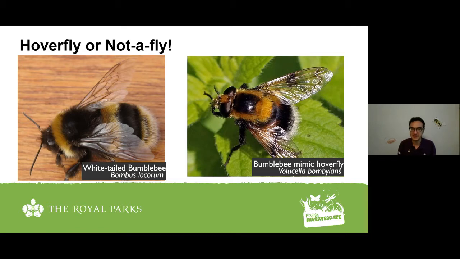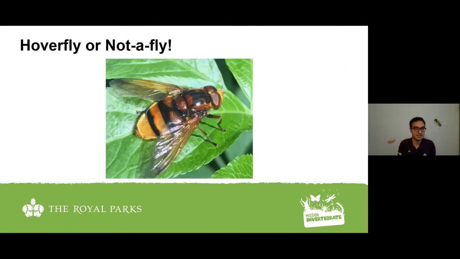We've got this one. So again, if you think it's a hoverfly, put H in the comments. If you think it's not a fly, put the letter N.